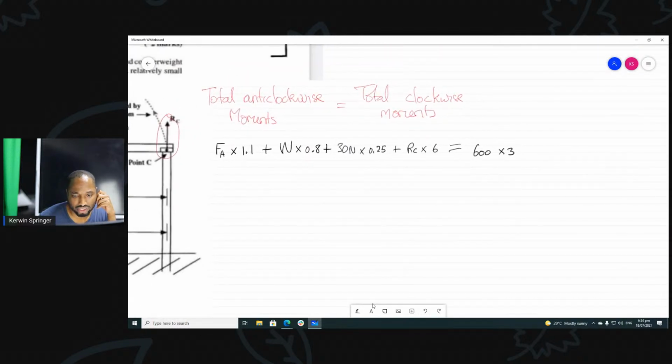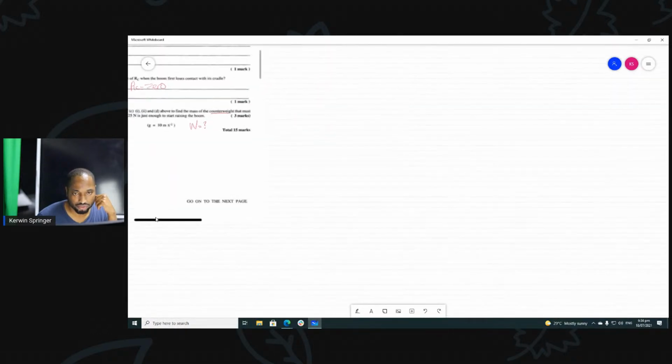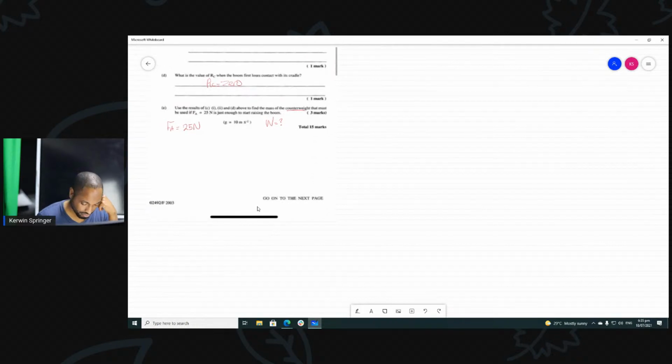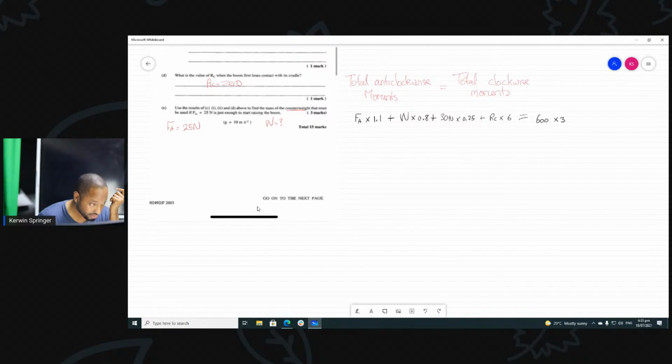So I can just take this initial part up here, go down here and paste it, and move it up a little bit. Now this is back to front, so I'll sort it back out. So FA is, what was FA?